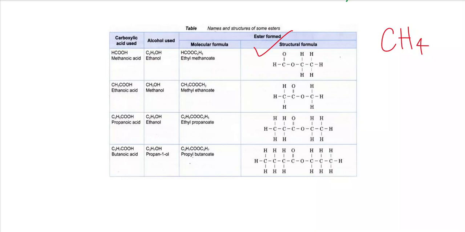In the next video we will talk about the next chapter, which is reactions of the organic compounds, that we will discuss in the next video.